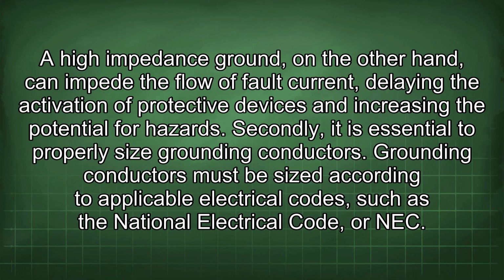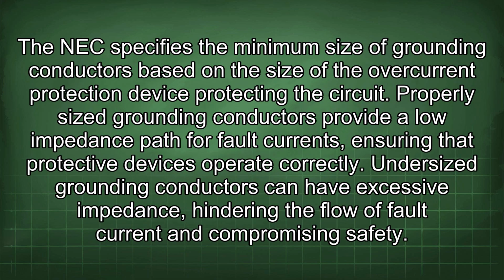Secondly, it is essential to properly size grounding conductors. Grounding conductors must be sized according to applicable electrical codes, such as the National Electrical Code, or NEC. The NEC specifies the minimum size of grounding conductors based on the size of the overcurrent protection device protecting the circuit. Properly sized grounding conductors provide a low impedance path for fault current, ensuring that protective devices operate correctly. Undersized grounding conductors can have excessive impedance, hindering the flow of fault current and compromising safety.